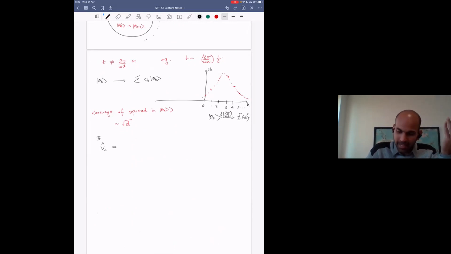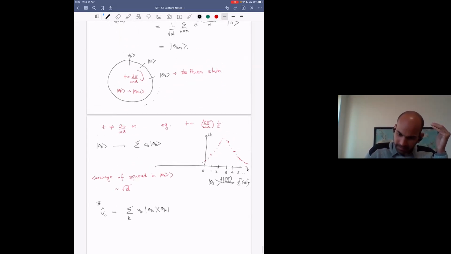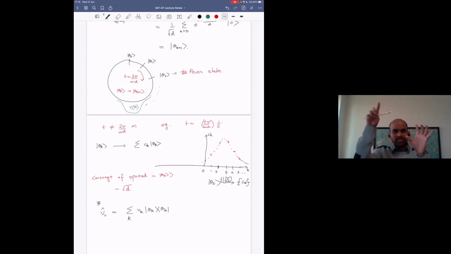One very simple thing to do is to say, let my interaction on the clock be equal to some function in the time state basis. So it's going to be the sum over k of v_k theta_k theta_k. This is somehow introducing a potential, let's say V of theta. So there's a potential that exists on some support of these time states.